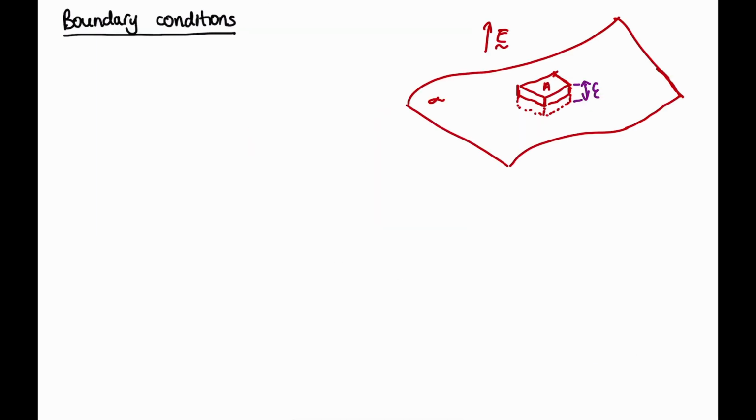Okay, so now we're just going to have a bit of a discussion about boundary conditions, because if we don't account for these properly, we can end up with stuff blowing up. So it's just really important that we think about where we have to account for these boundary conditions.